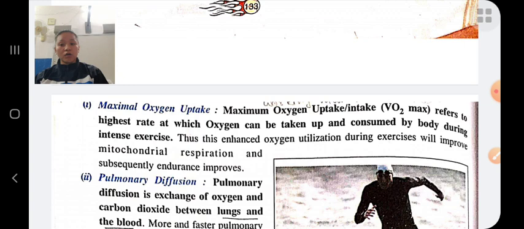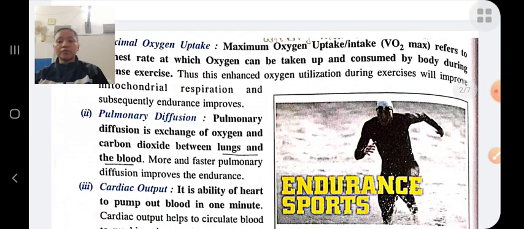So if the oxygen uptake is more, then more oxygen will reach the working muscles. If more oxygen reaches the working muscles, they will produce more energy. If more energy is produced, then we can do the activity for a long period of time. Pulmonary diffusion means exchange of oxygen and carbon dioxide. If the exchange of oxygen and carbon dioxide is fast, it helps to remove the carbon dioxide from our body. Thus, endurance will be improved.